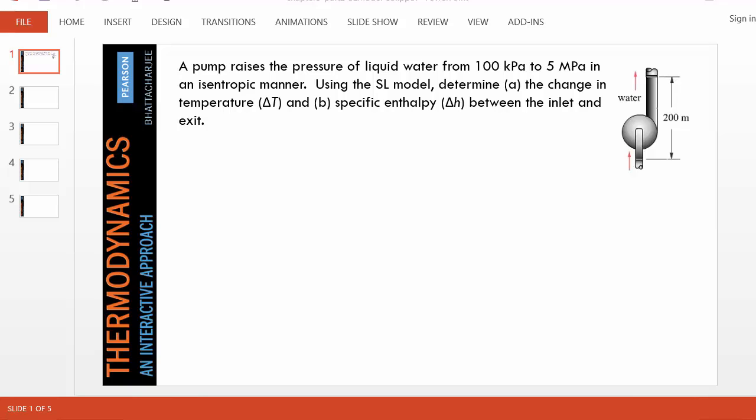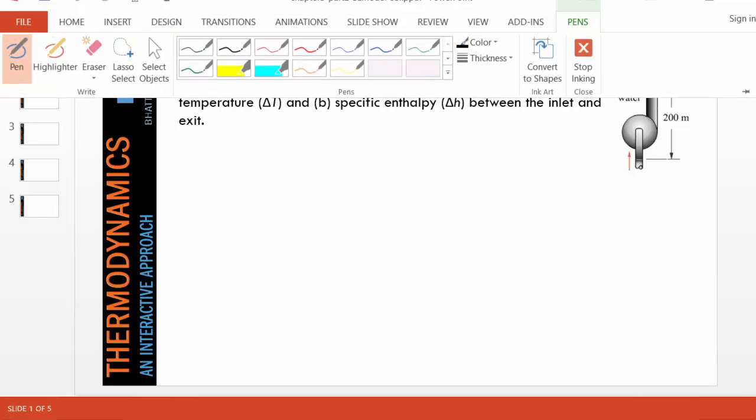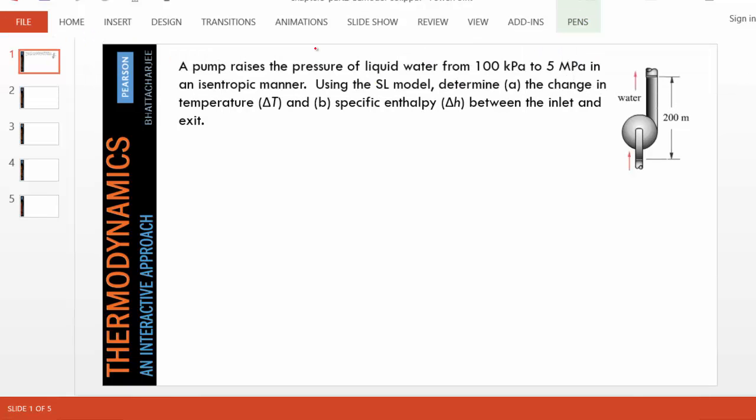Okay, this is a problem involving the SL model. What we are given is that a pump is raising the pressure from the inlet, let's call it state 1, to state 2. The pressures are given, and it's also given that the process is isentropic. So what we know is that S2 must equal S1. We have to find delta T and delta H, the change in specific enthalpy and temperature.